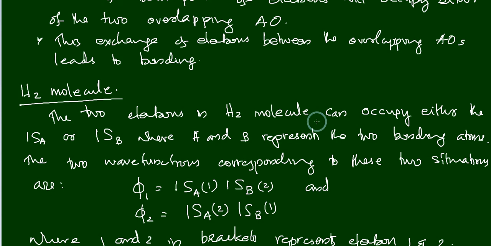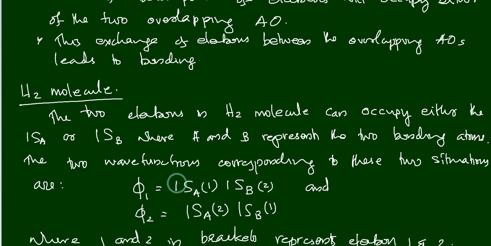The two electrons in the hydrogen molecule can occupy either the 1s A or 1s B, where A and B represent the two bonding atoms. The two wave functions corresponding to these two situations are phi 1 equal to 1s A(1) 1s B(2). It means that electron 1 occupies the 1s atomic orbital of the hydrogen atom A, and electron 2 occupies the 1s atomic orbital of the hydrogen atom B. And the other situation is phi 2, equal to 1s A(2) 1s B(1), which means electron 2 occupies the atomic orbital of the hydrogen atom A, and electron 1 occupies the atomic orbital of the hydrogen atom B.